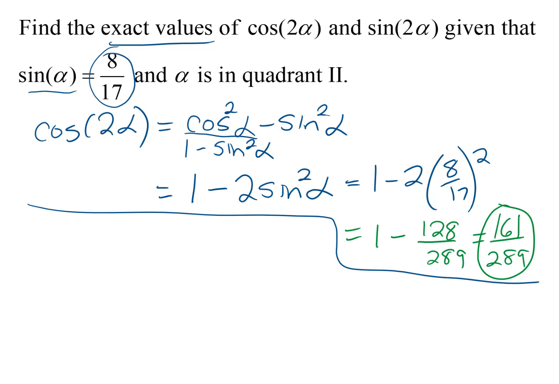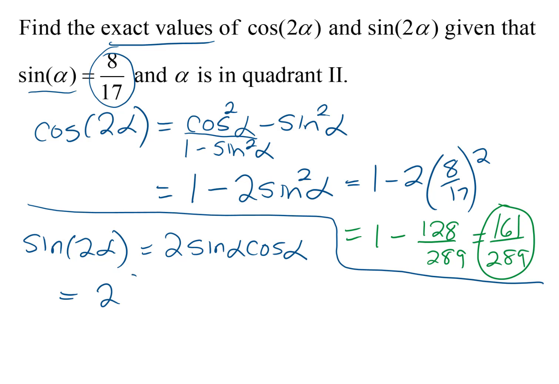So I'm just going to mark this off. If we want sine of 2 alpha, well, that one is 2 sine of alpha cosine of alpha. So as we go to work this, we have 2 and we've got sine of alpha, it's 8/17, but I don't have cosine of alpha.